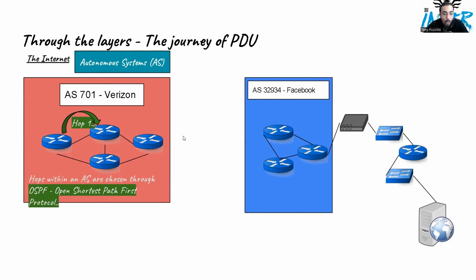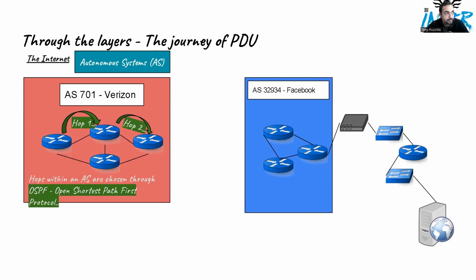OSPF stands for Open Shortest Path First. This protocol creates a map of all the different devices and connections in the network. Then it calculates the shortest path between the devices using a special algorithm. That way, when you send data from one device to another, it can take the shortest and most efficient path possible.